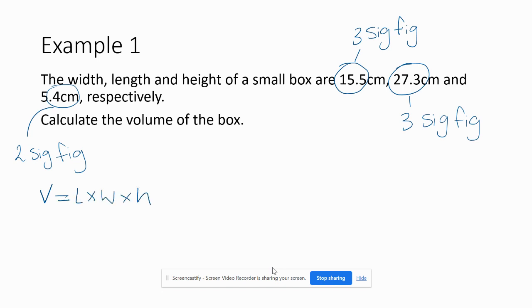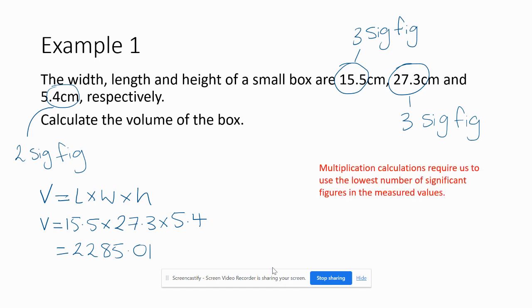So the volume formula is length times width times height. Let's put our numbers in. If we were to type this into the calculator, this is what we would get: 2285.01. Now, this was a multiplication calculation, which requires us to use the lowest number of significant figures in the measured values. Here, we have two significant figures. This is the lowest number out of all of our measured values. That means our answer must have two significant figures.